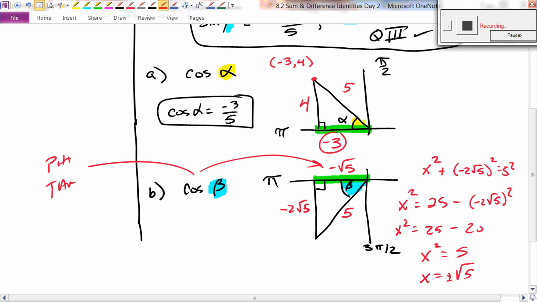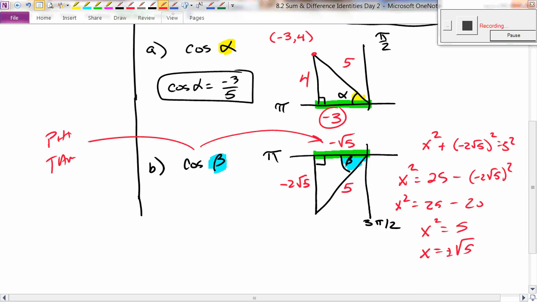So now I have enough information, I can actually answer the question, what is the cosine of beta? Well, the cosine of beta, according to my graph, would have to be the adjacent, which is negative rad 5, divided by the hypotenuse, which is 5. Okay? So that's the setup, right?